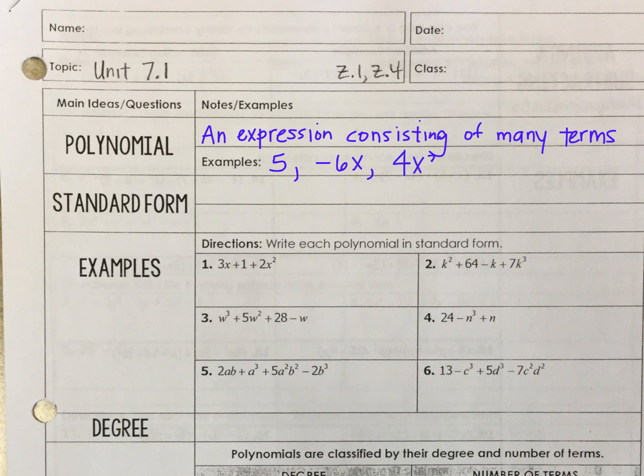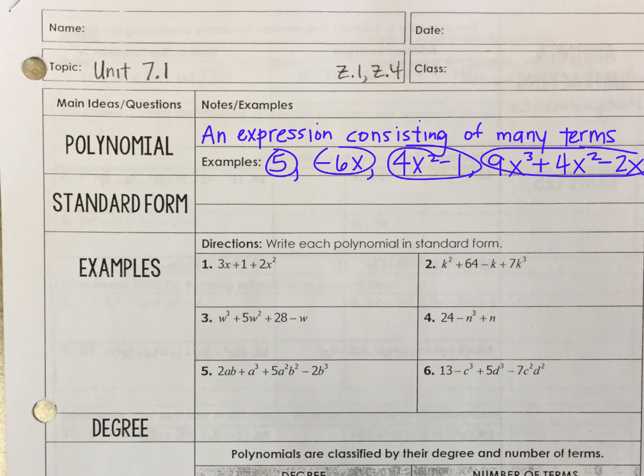4x squared minus 1, that could be a polynomial. 9x to the third plus 4x squared minus 2x, that could be a polynomial. It's all these little groups, when I have them grouped together, that make a polynomial.